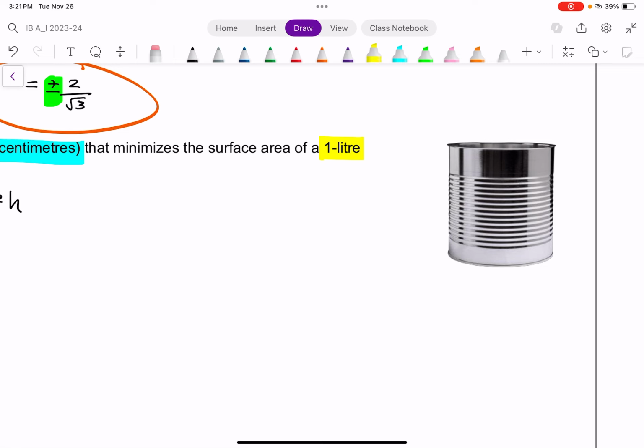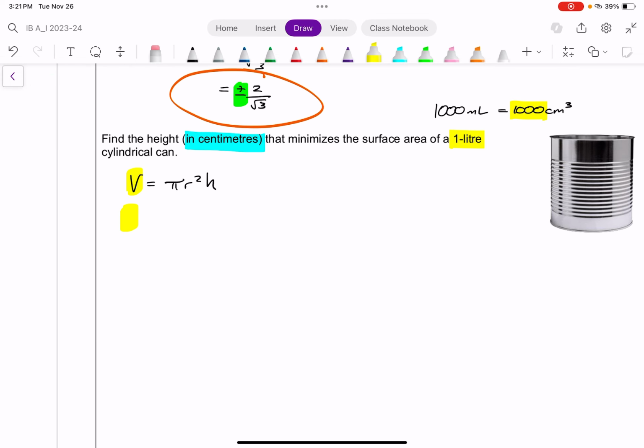One useful thing to remember is that a liter is the same as 1,000 milliliters, which is the same as 1,000 cubic centimeters. And since I want to think about this question in centimeters, I'm going to think of my volume as 1,000 cubic centimeters instead of 1 liter.